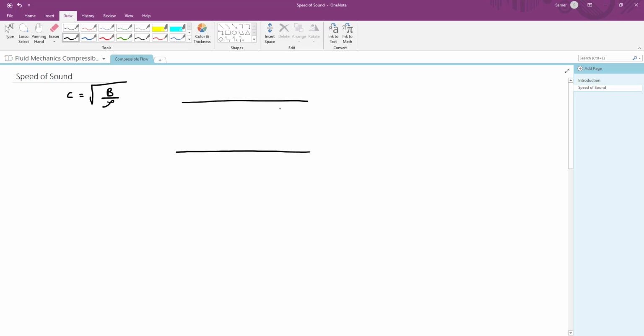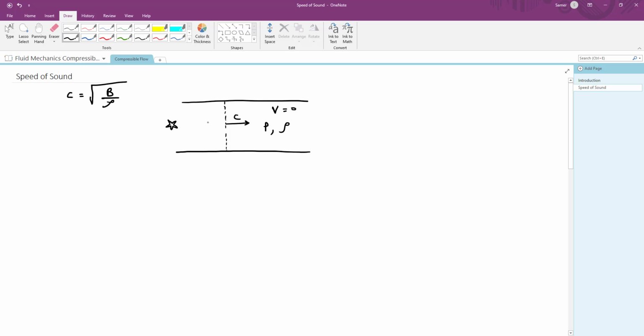Inside this channel, we have a fluid at rest having a velocity equal to 0, pressure P, and a density rho. And at some location inside this channel, we will create a very small disturbance. Maybe this disturbance is created by a loudspeaker, for example, or a very tiny explosion. This small disturbance will create a pressure wave inside this channel, and this pressure wave will be propagating at the speed of sound c.